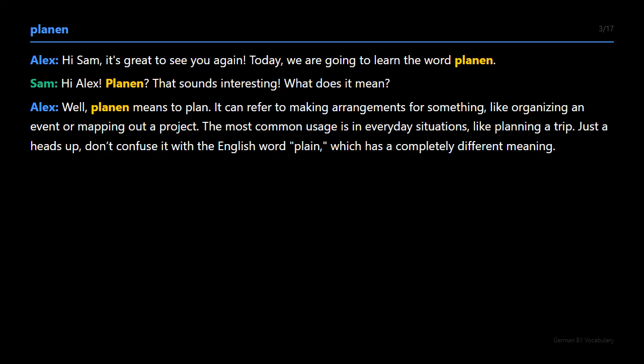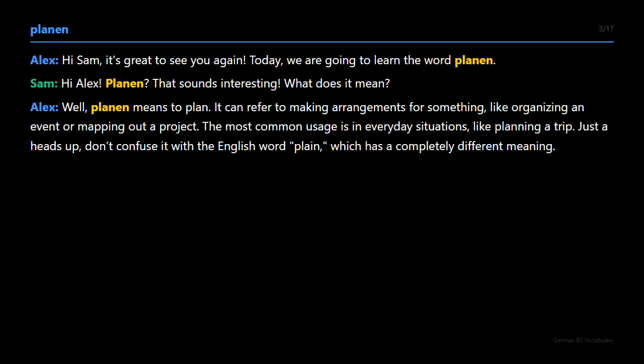Planen. That sounds interesting. What does it mean? Planen means to plan. It can refer to making arrangements for something, like organizing an event or mapping out a project. The most common usage is in everyday situations, like planning a trip. Just a heads up, don't confuse it with the English word plane, which has a completely different meaning.